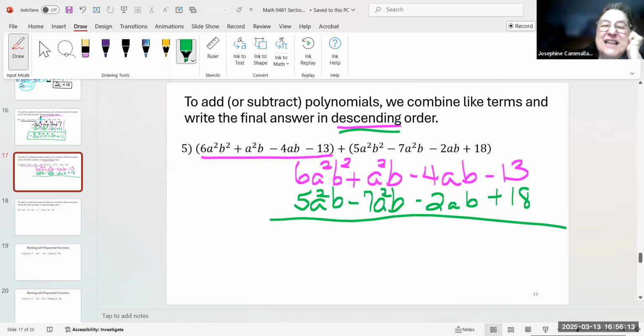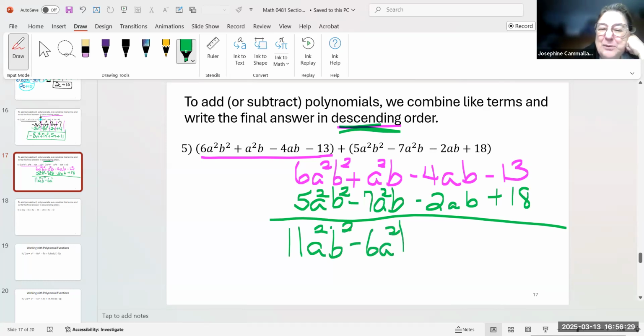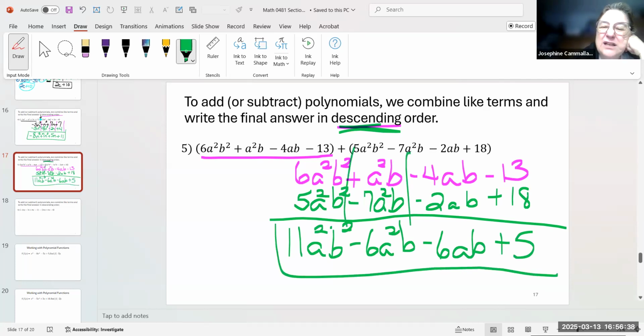Notice how easily it's nice to write this in descending order. This will give me 11a squared, and that's got a 2 here, b squared minus 6a squared b minus 6ab plus 5. I like to look down rather than across, but that's your choice.